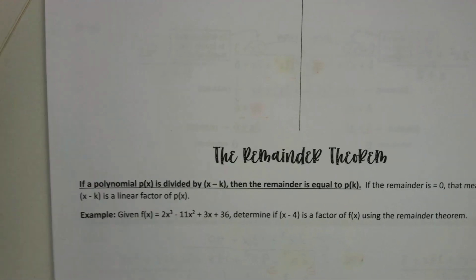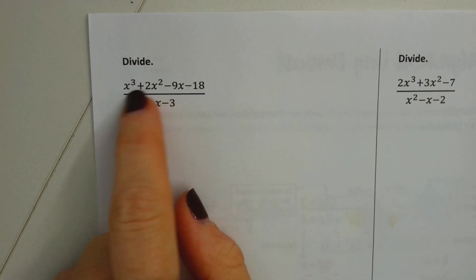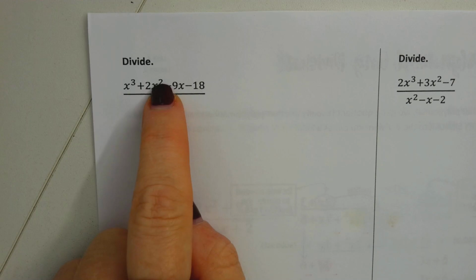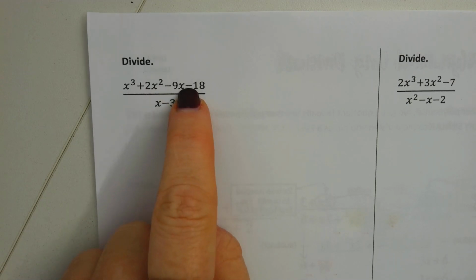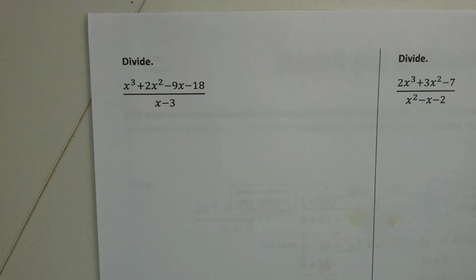All right, let's see. We've got a top polynomial. Again, we're checking to see, is this one missing any terms? We have a cubed term, a squared term, a single variable, which would be exponent of 1, and the one without a variable. Missing any terms? Nope. So I'm going to take that.